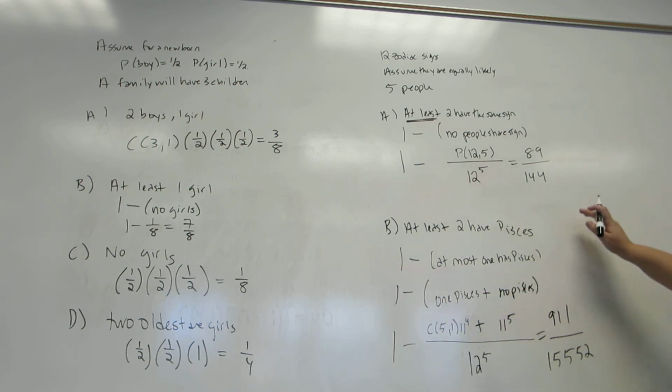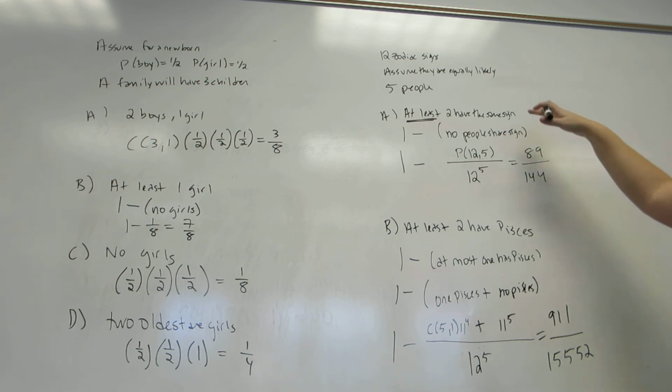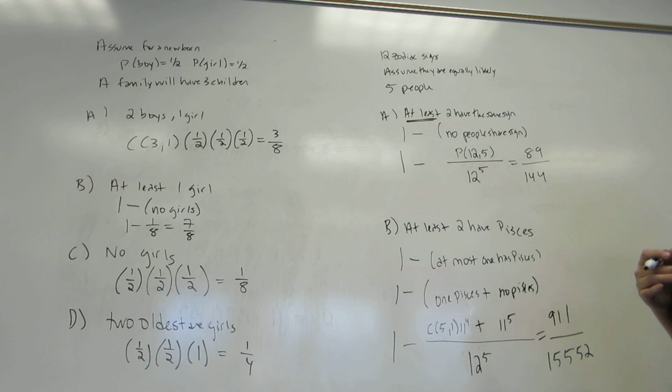You may notice that another way to have gotten this number is to have taken this one and divided it by 12. This is the probability that at least 2 have the same sign. Because all the signs are equally likely, 1/12 of those should have Pisces as their same sign.